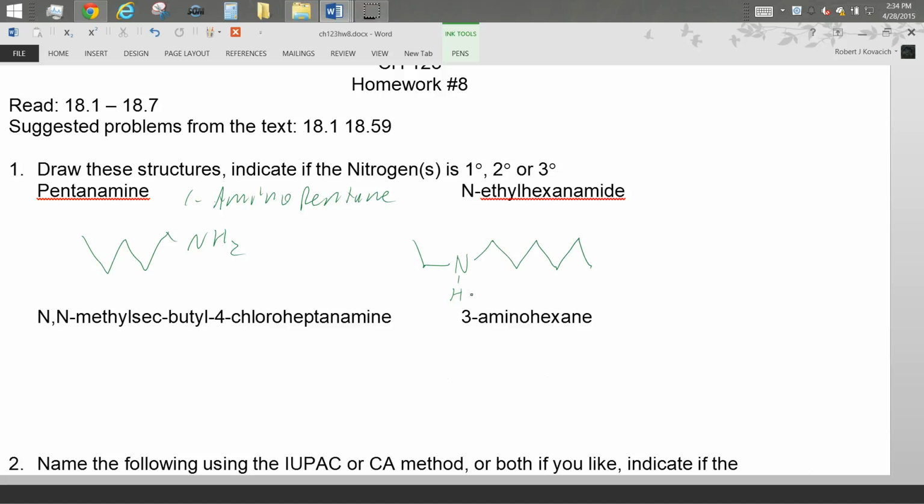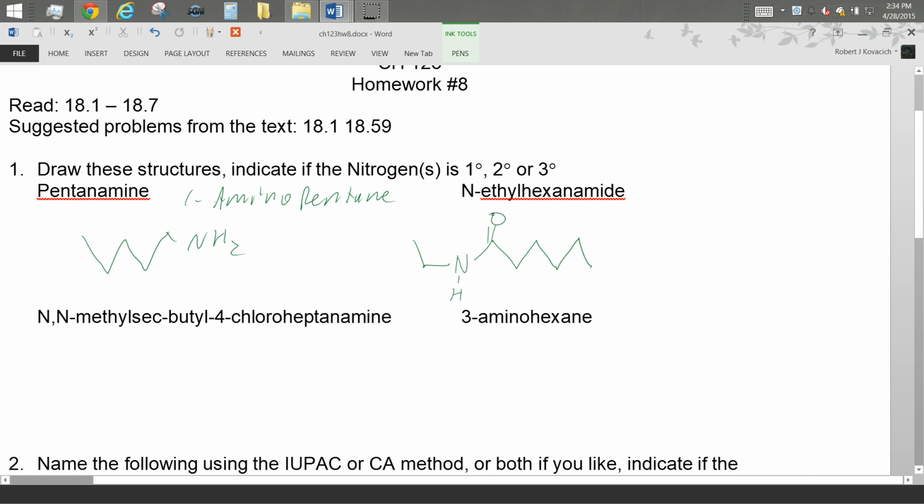Mm-hmm. It's an amide, right? Not an amine. So what do I need? And where would that be? On the right.